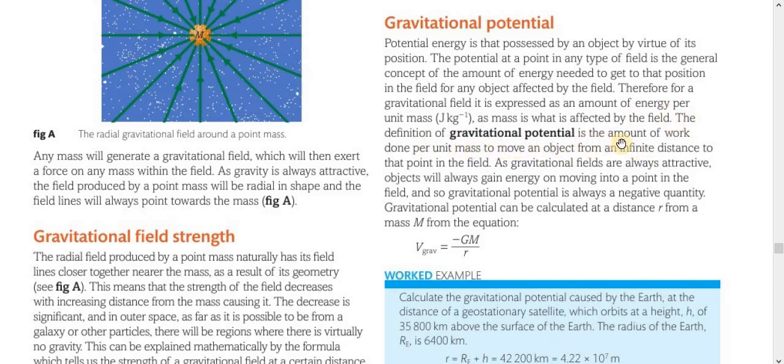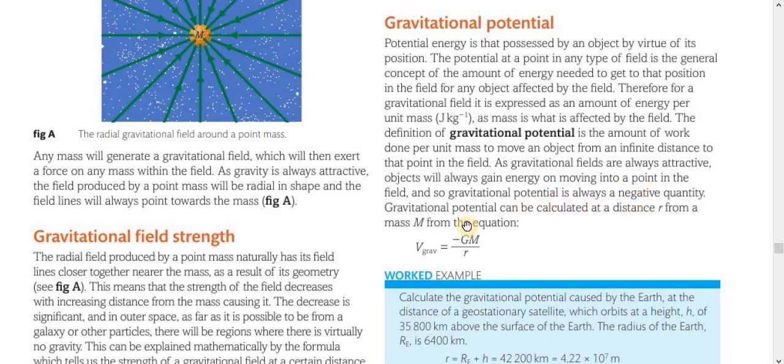The definition of gravitational potential is the amount of work done per unit mass to move an object from an infinite distance to that point in the field. As gravitational fields are always attractive, objects will gain energy on moving into a point in the field. And so gravitational potential energy is always a negative quantity. So when you're coming from infinity towards the earth, the energy will increase, but we write a negative sign. It becomes more and more negative.